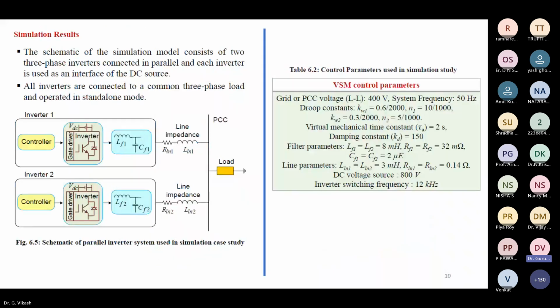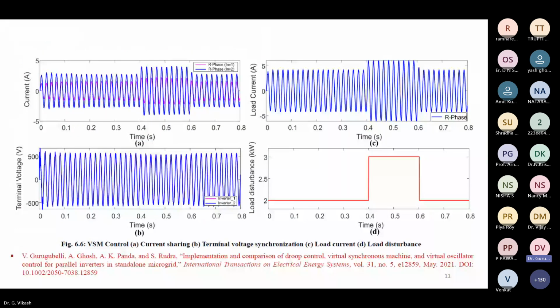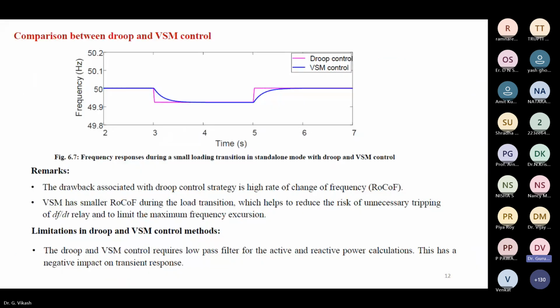For the same system, now I am applying VSM control, and these are the VSM control results. It is also similar to droop control. The main difference is, see here, the comparison between droop and VSM. The drawback associated with droop control is a high rate of change of frequency. Here the magenta color shows the high rate of change of frequency, with a sudden dip. But in blue color, the rate of change of frequency is reduced. That is the main advantage of VSM compared to droop control.